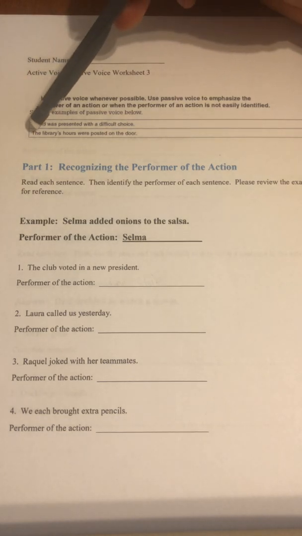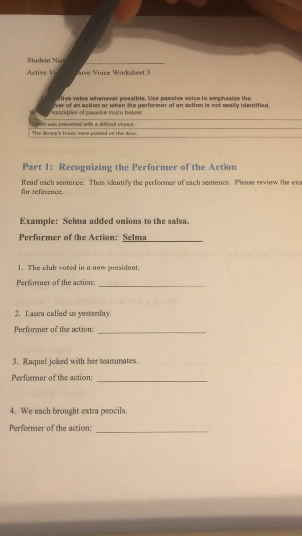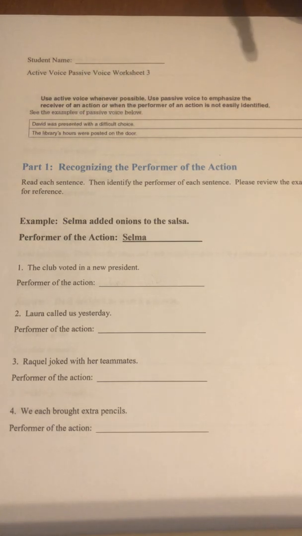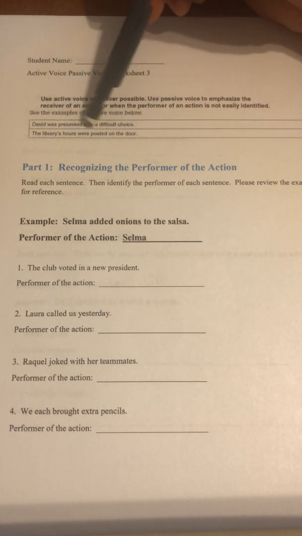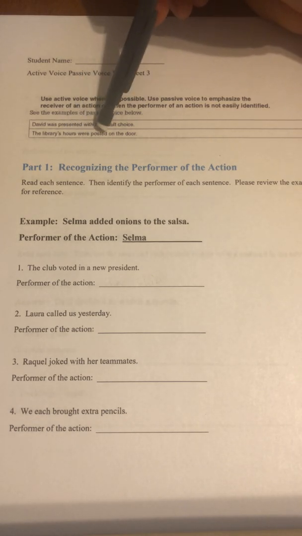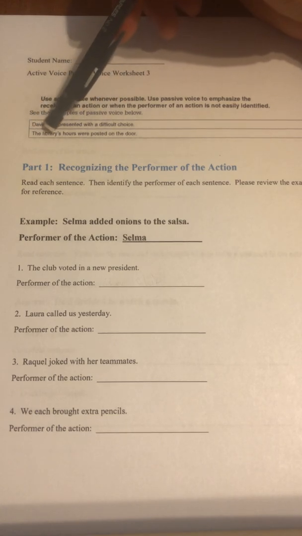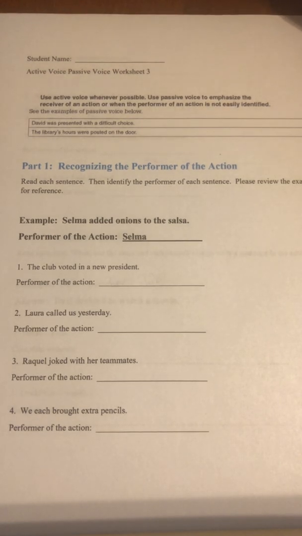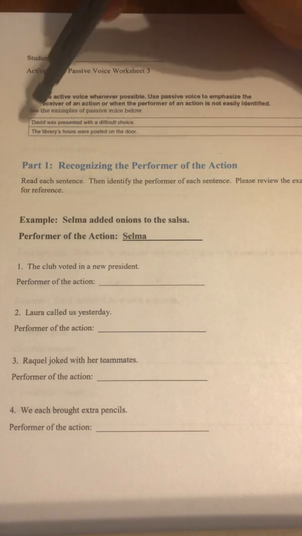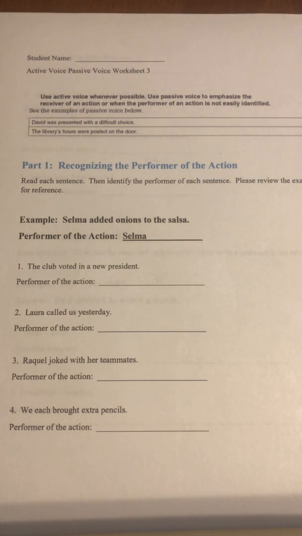Okay, and number 2, the library's hours were posted on the door. We have an auxiliary verb and a past participle, so we know that this is written in the passive voice. And we do not know who posted the library hours. Was it the librarian? Was it a volunteer? Was it the manager? We're not sure, okay? So in both of these, we're not really sure who the subject is or what the subject is. So they are written in the passive voice.